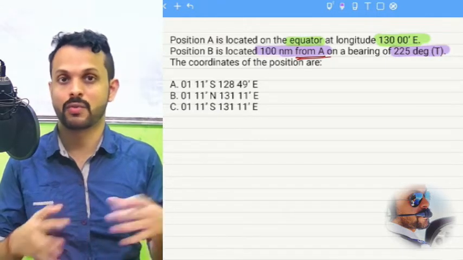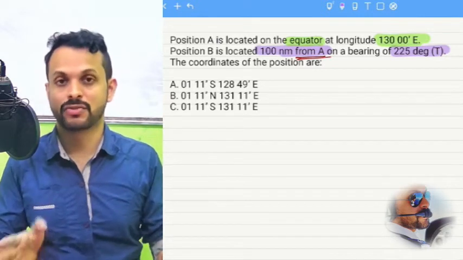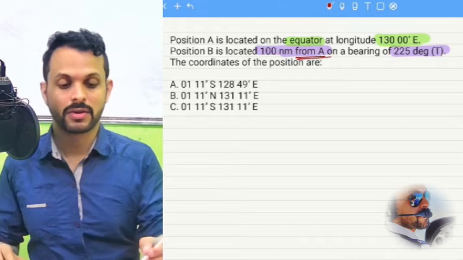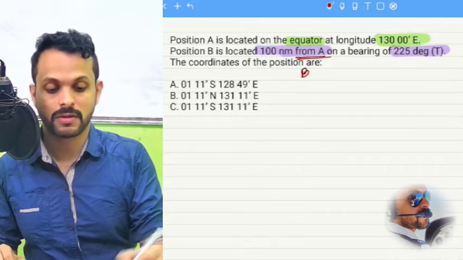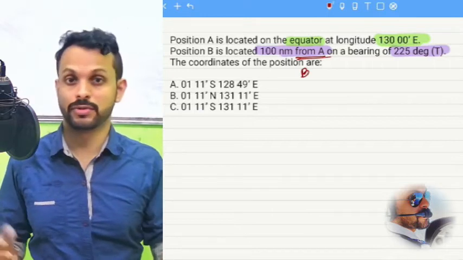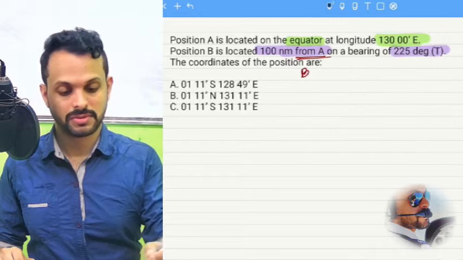The coordinate of one is given, lat and long, which is point A, and the distance and the track towards point B is given. You're asked to find the coordinates of position B, obviously. All right, so I'm a diagram person. Let's put the diagram straight in the picture.